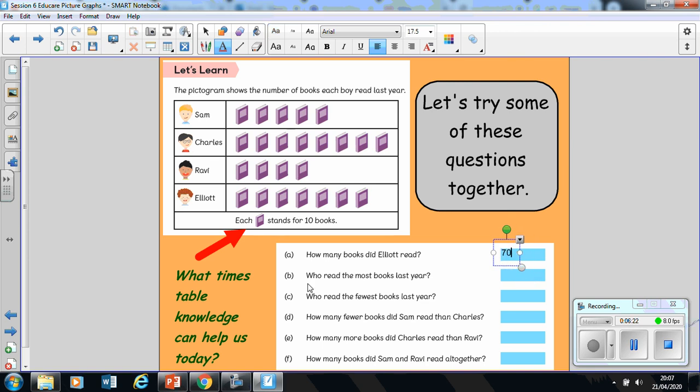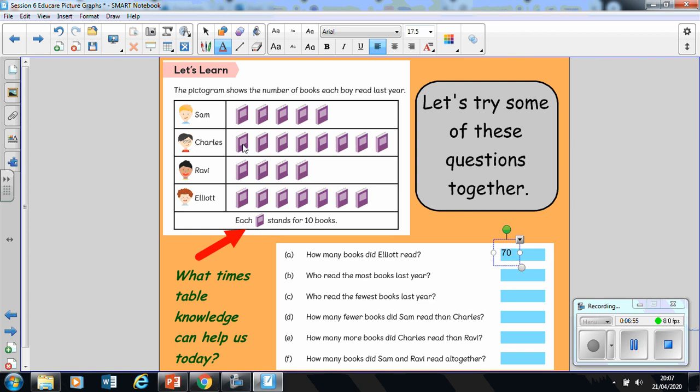Okay. Then the second question, or question B, says who read the most books last year? Who read the most amount of books last year? Now, just by looking at my pictogram, remember this is why using symbols helps, I can see that Charles has the most amount of books. And just because I know the key, I'm going to use my mathematical multiplication knowledge to count up in my groups.